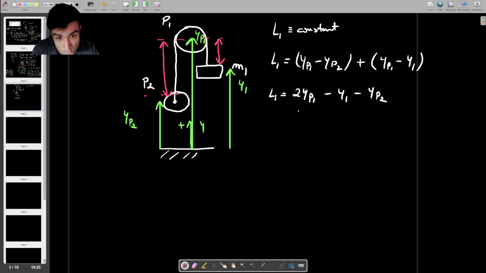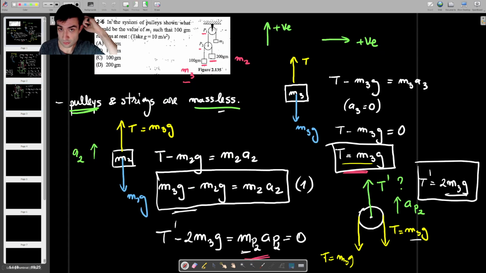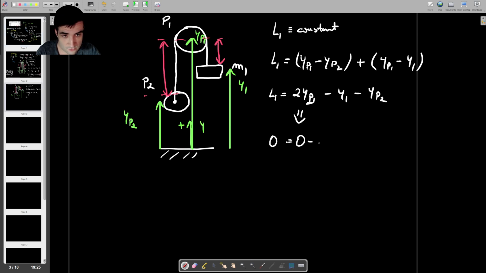Now when I differentiate twice this time around, two things will go away. So I'm going to get a 0 here because, again, the length of the string is constant, but this yp1 is also constant because the pulley is fixed, remember? So the top pulley is not going up or down, it's just staying there. It has the same constant y value always. So this is 0 minus a1 minus ap2, or we can write that ap2 is equal to minus a1.